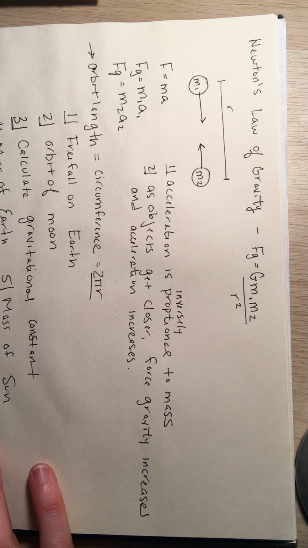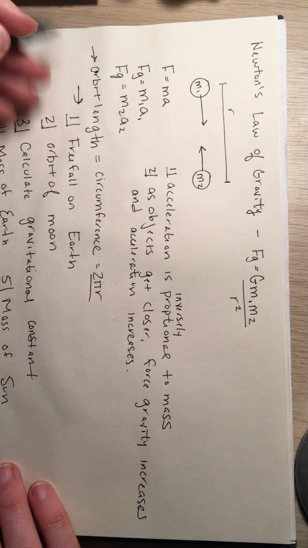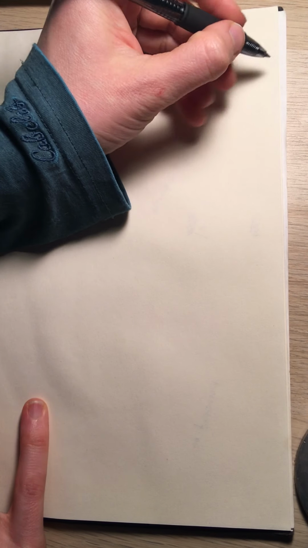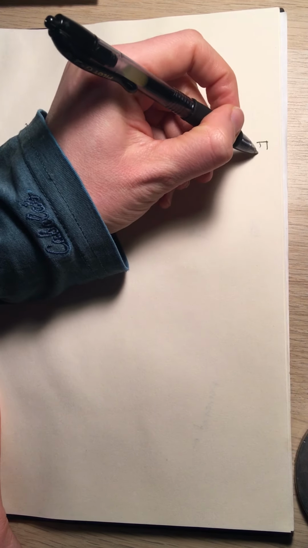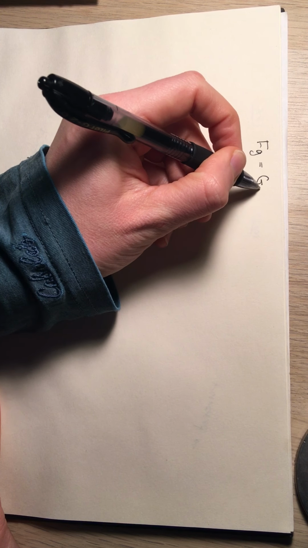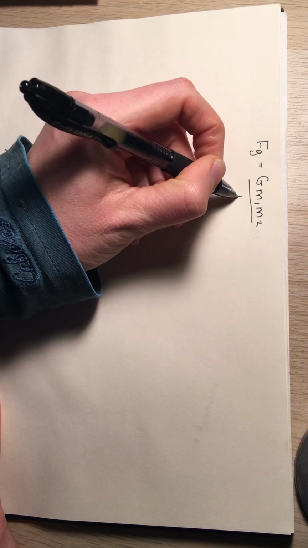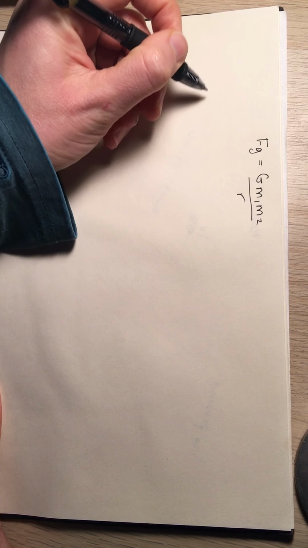Now let's begin with free fall on Earth. So right now, we are all on planet Earth for the meantime. The first thing I'm going to do is rewrite our Newton's law at the top. Force of gravity equals gravitational constant, mass 1 times mass 2, divided by the distance between those two things.